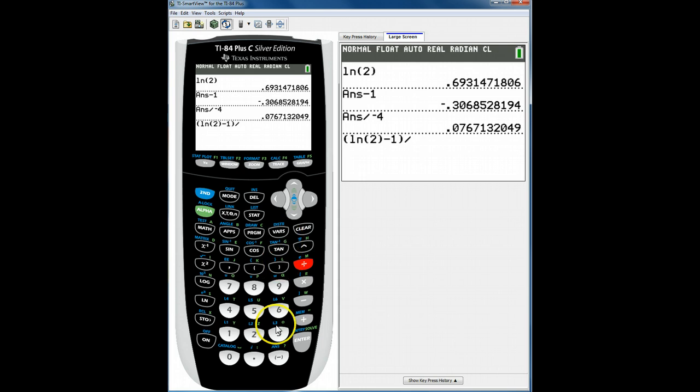We don't necessarily have to put the negative 4 in parentheses, but if there was more than one term, you'd put it in parentheses. So just for good practice, I'll go ahead and do that. And we get the same answer.